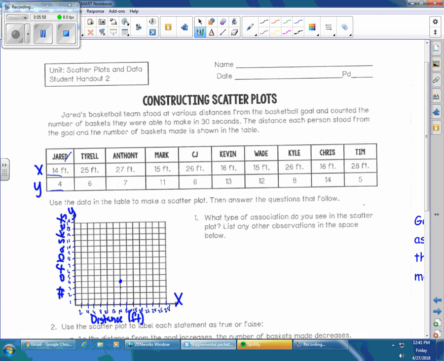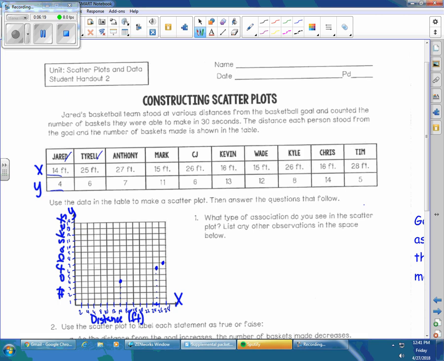For Tyrell, he's at 25 feet. 25 falls between 24 and 26. So I'm going to be at the halfway point between these two. And then I'm going to go up to 6. Right there. I'm going to do the same thing for Anthony. He's at 27 and he got 7.